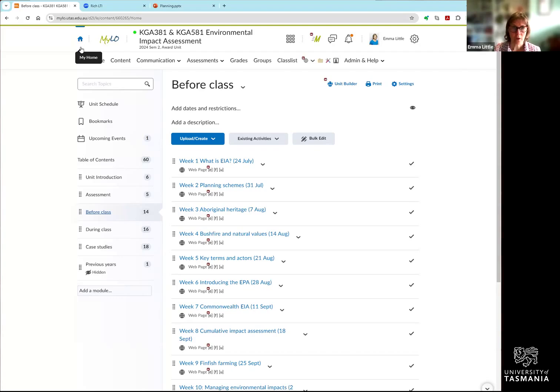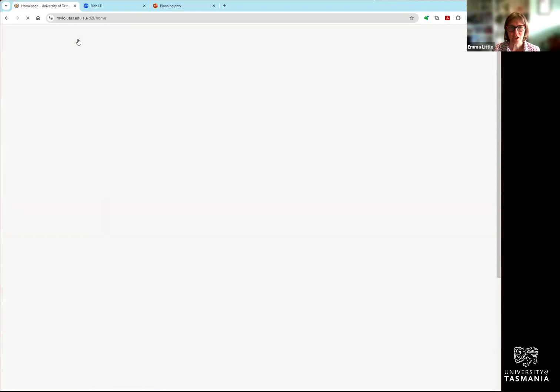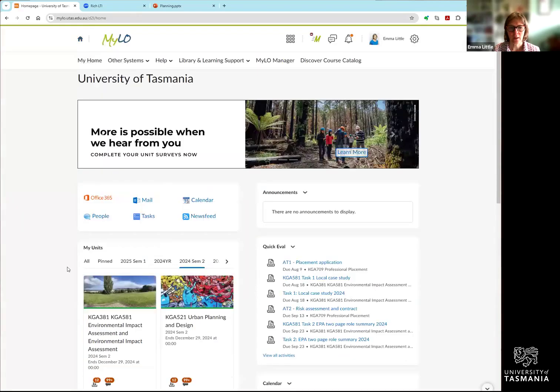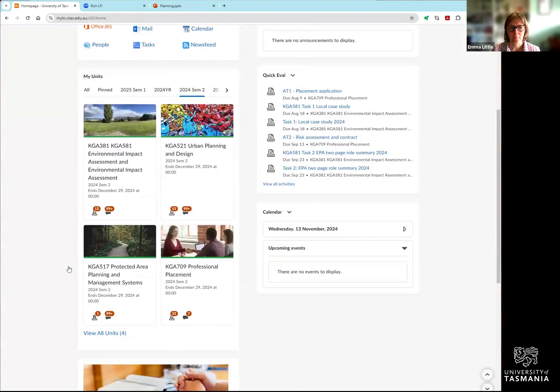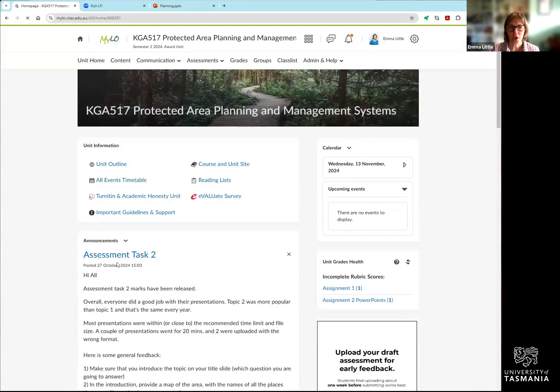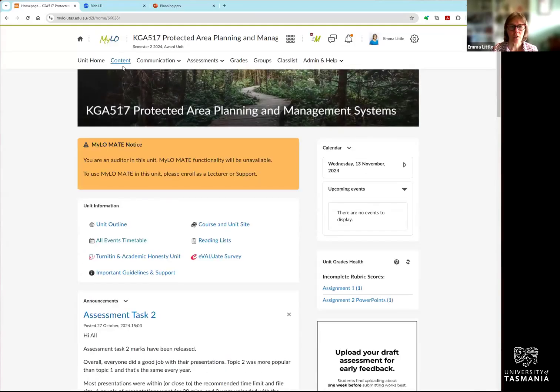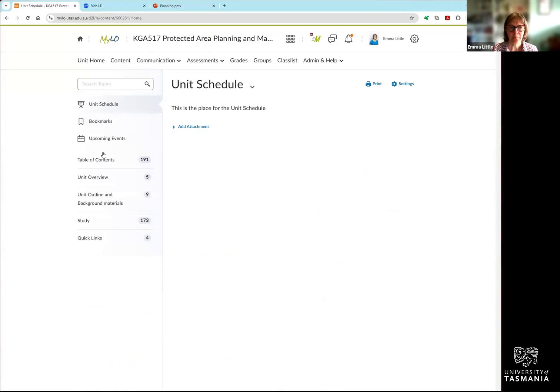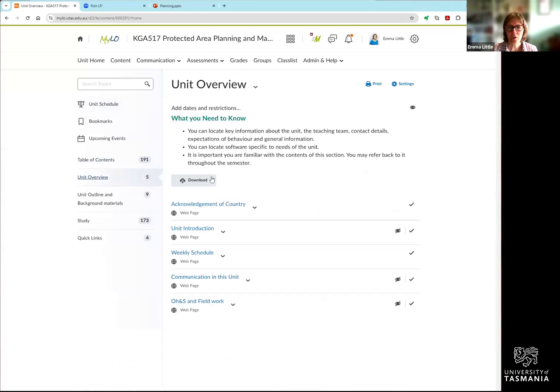If you're not doing environmental impact assessment, you will be doing the Protected Area Planning and Management System unit. So again, I'll open the content up and show you the unit overview.